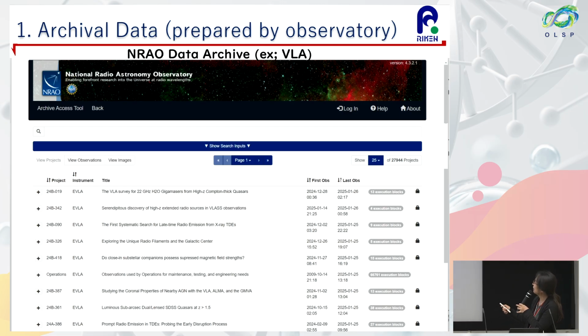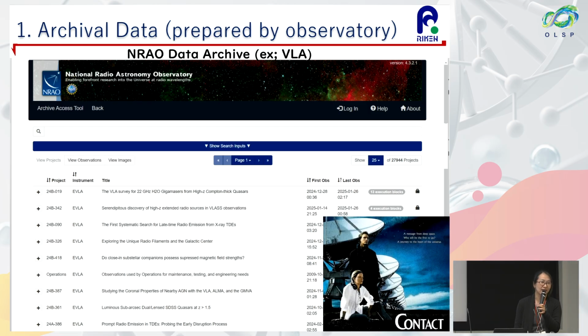In this case, this is the data archive of the Very Large Array, VLA, at NRAO, the American telescope. Maybe some of you know the old movie, Contact. Jodie Foster is hearing the radio signals by commuting here. But right now, we don't need to be there. We just use the archival data.